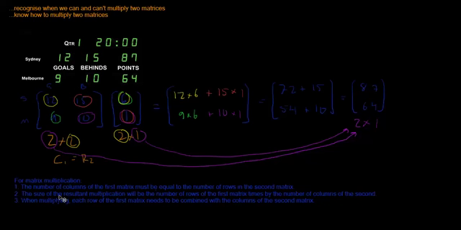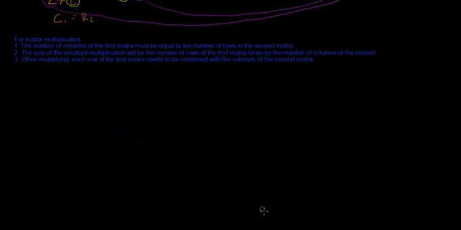The size of the resultant matrix will be the number of rows of the first, which is 2, times the columns of the second, which is 1, and then the resultant was a 2 by 1, 2 rows, 1 column. When multiplying, each row of the first matrix needs to be combined with the columns of the second matrix. Now I've used the word combine, that's a pretty general term, and we're going to have a look now at how exactly we combine those things.